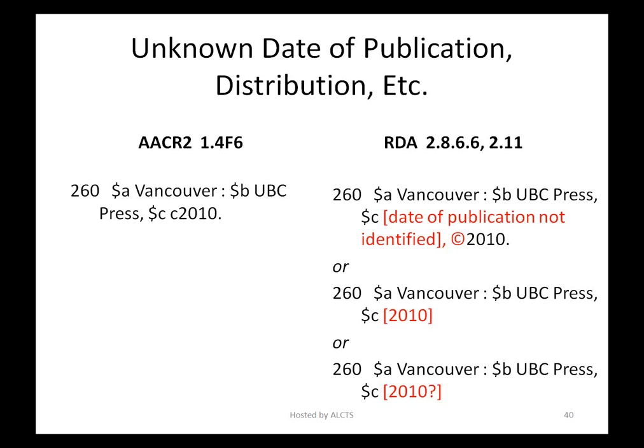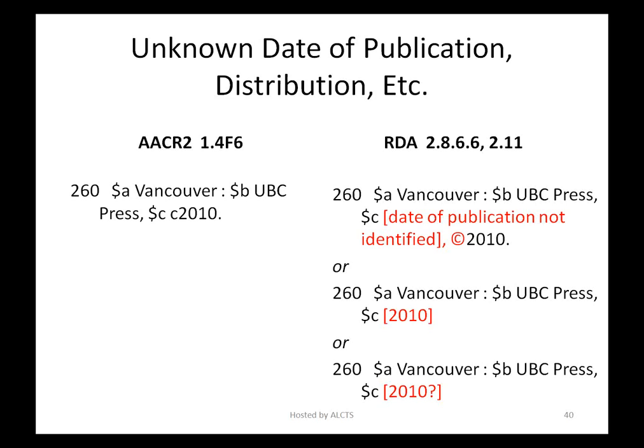Now here's how that plays out in an actual example. So here we have a book published by UBC Press, and all we have is a copyright date. In AACR2, we can substitute the copyright date for the date of publication. So very simple example. In RDA, you can record this in a variety of ways, and they're all correct. So we don't know for sure what the date of publication is. So you could record date of publication not identified, and then because of that, copyright date becomes core, and so you record that as copyright 2010.